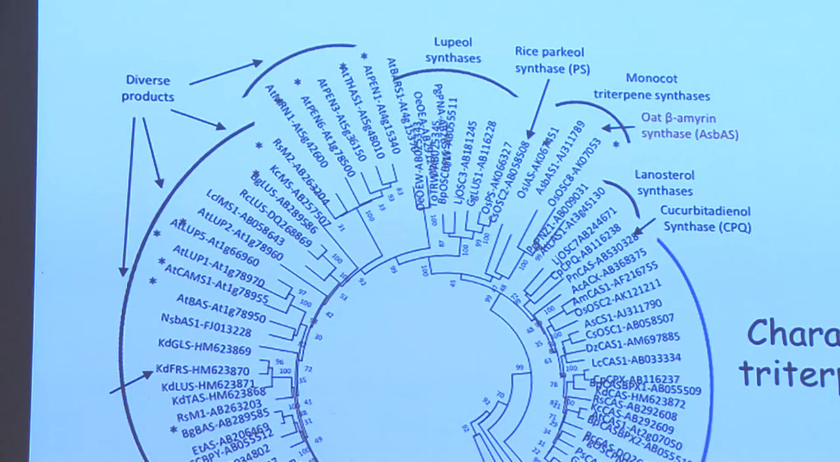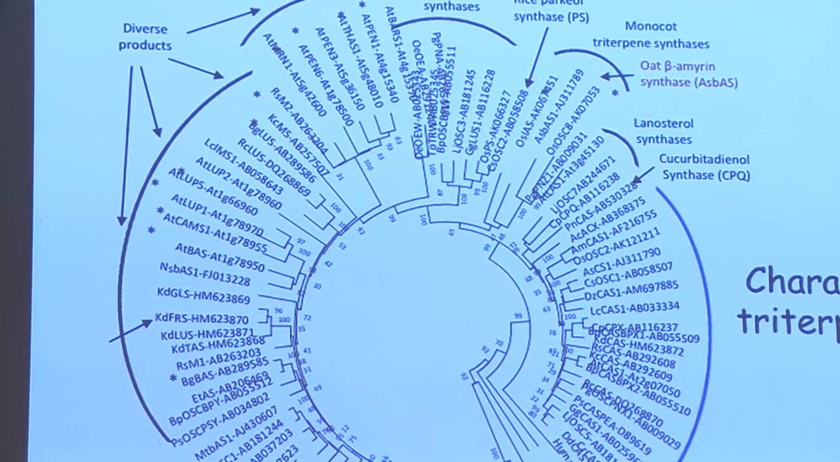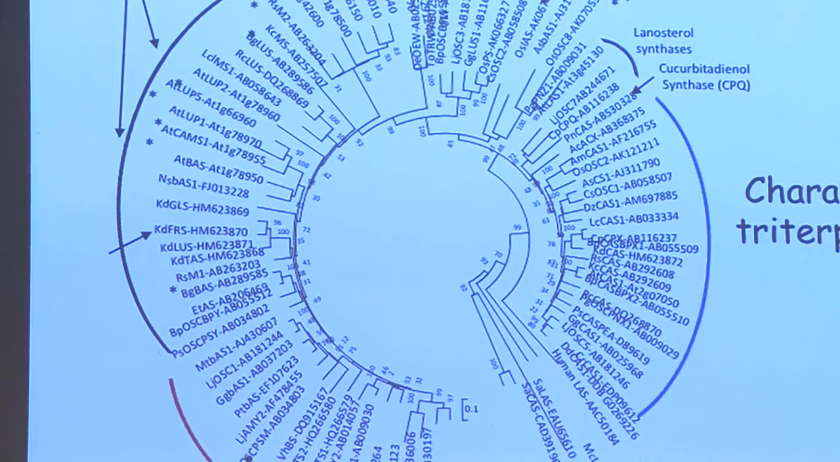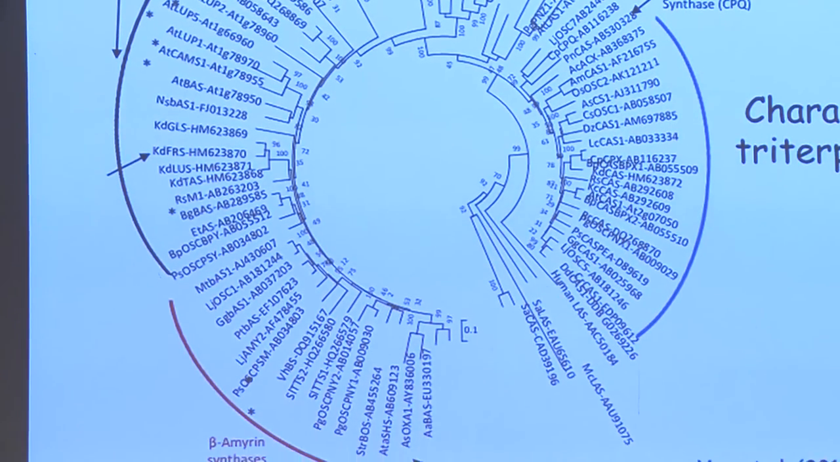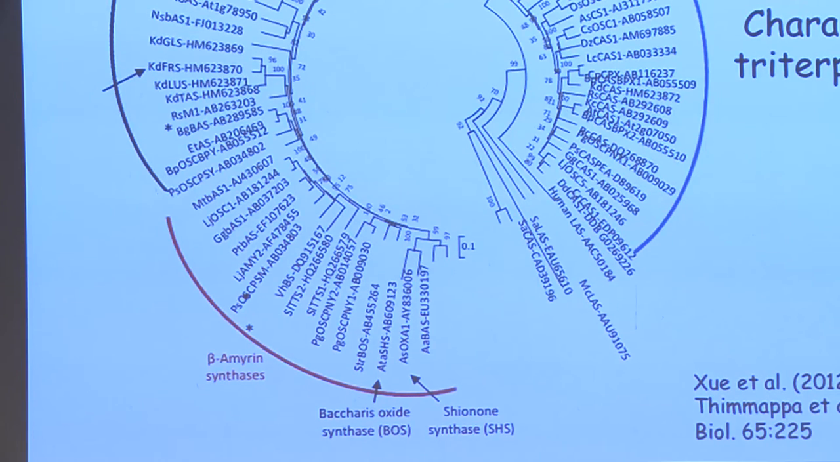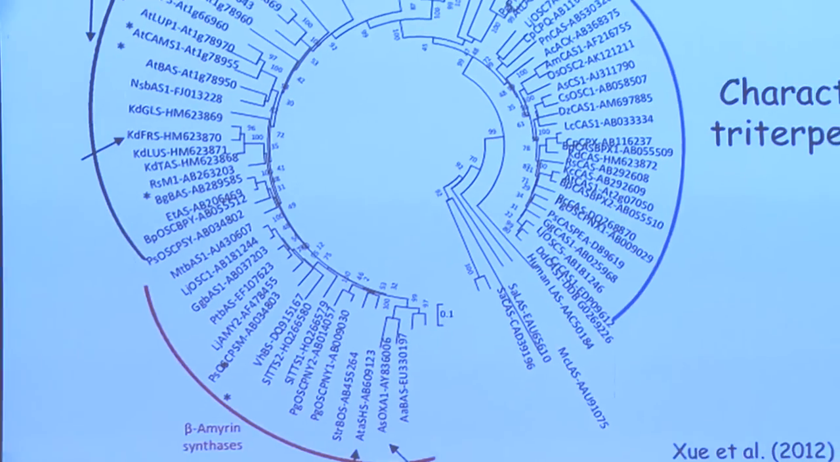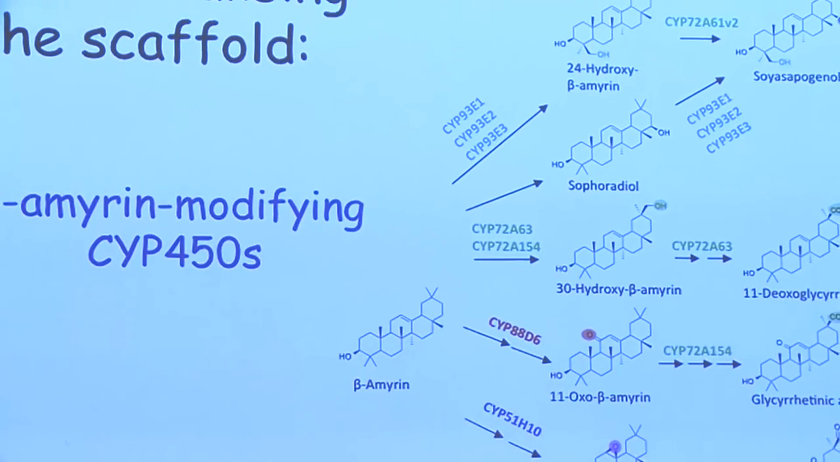Interestingly, dicots make beta-amyrin in different ways. And then there are other enzymes that make all sorts of diverse scaffolds. So it's a very interesting group of enzymes because they take one substrate, but they're able to convert it to all of these different products. Most of these enzymes are specialised, though some of them make multiple products.